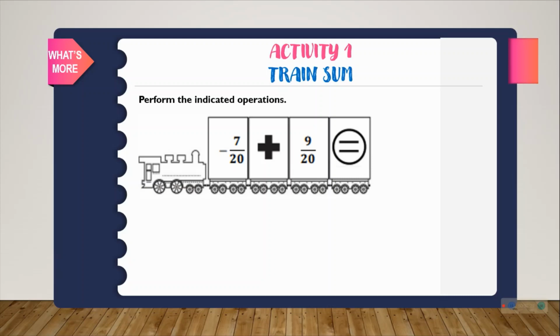Next, train. Negative 7 over 20 plus 9 over 20. So, we will add the negative 7 and then 9. Then, copy the denominator. So, negative 7 plus 9, magkaiba sila ng sign. So, we will subtract, 9 minus 7 is 2. Then copy the denominator, 20. Then, get the lowest term.